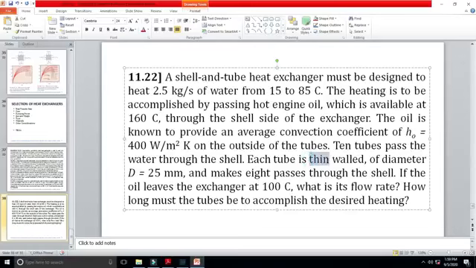So as soon as we see the word thin walled, that will probably be a reference to the fact that the resistance of the wall would be or may be neglected if enough data has not been provided, as we were doing in the previous chapter, which was on thermal networks, chapter number 3. So each tube is thin walled.